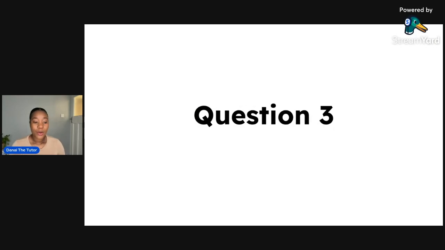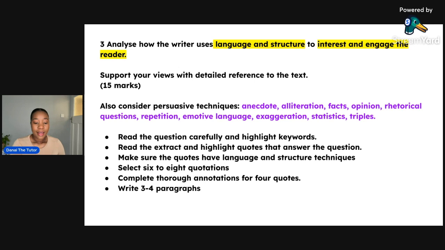So, question 3 requires you to focus on language and structure. And it asks you to analyze how the writer uses language and structure to interest and engage the reader. This question is always the same. There's no variation. Obviously, the texts differ each year, but that question is always the same.